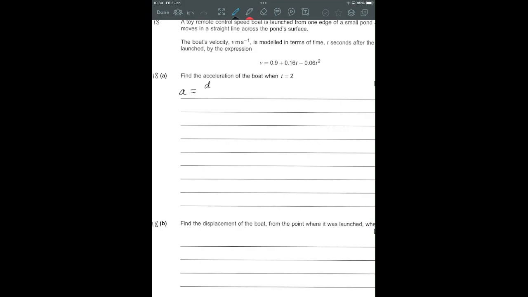Well, here we need to recall that the acceleration is the derivative of velocity with respect to time. If I differentiate that, I get that expression. So when t equals 2, the acceleration is as so, which I am going to check in my calculator, which is -0.08 meters per second squared. Just double check that the units do line up.